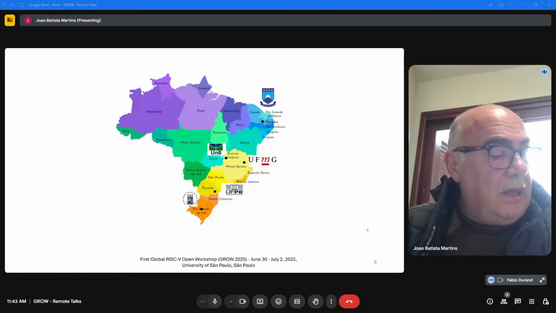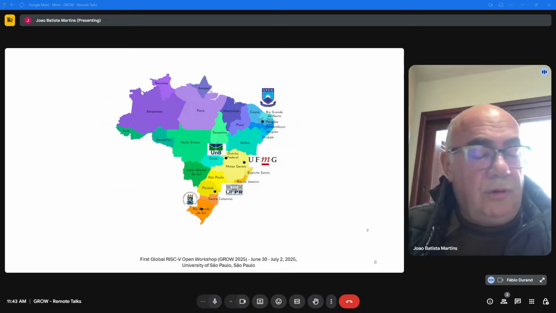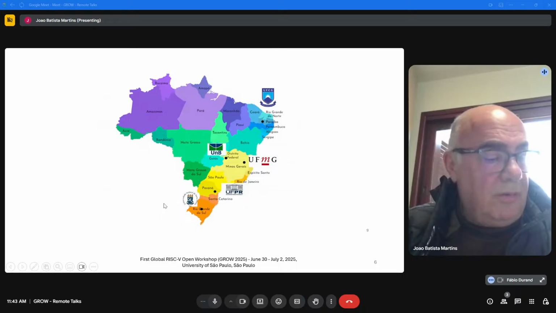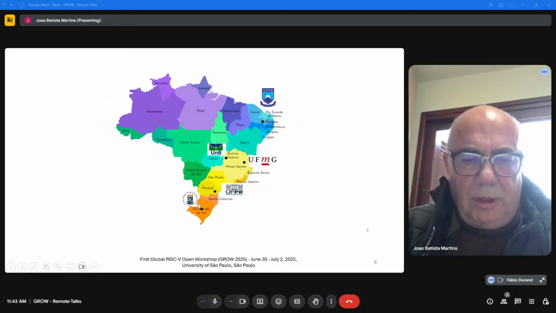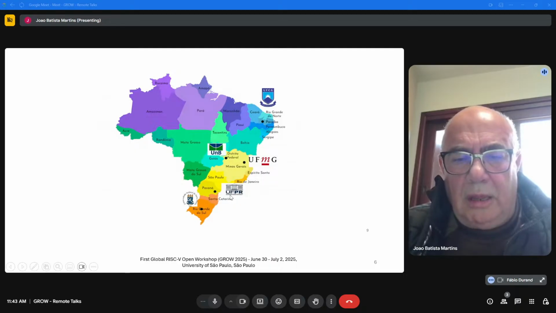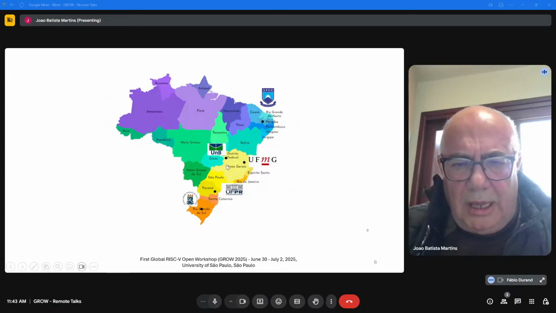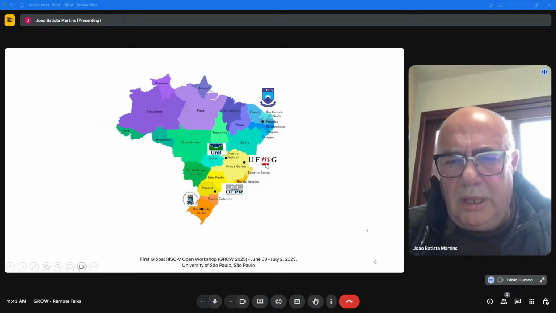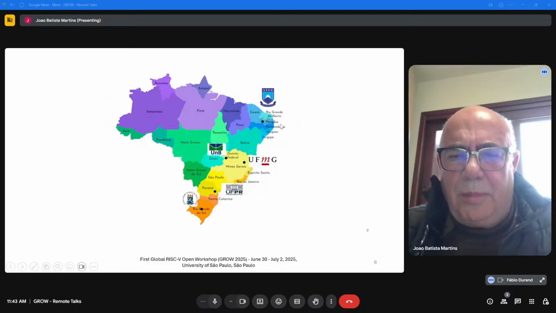Here we have the map and the locations of the universities in Brazil. Federal University of Santa Maria in the state of Rio Grande do Sul, Federal University of Paraná in Curitiba, UnB in Brasília in the Federal District, UFMG in Minas Gerais, and Campina Grande in the state of Paraíba.